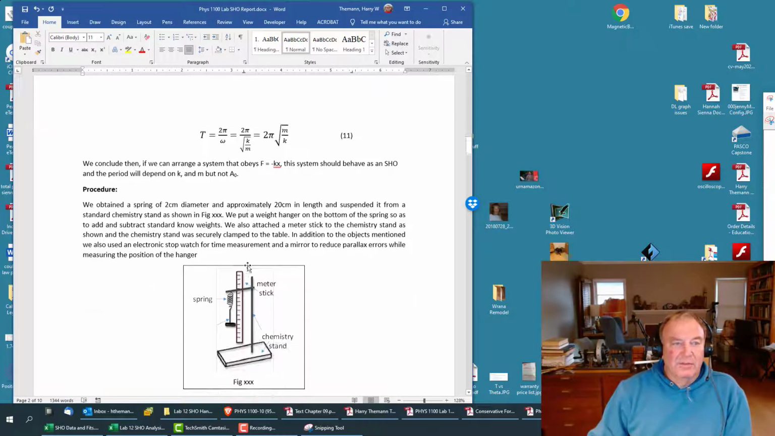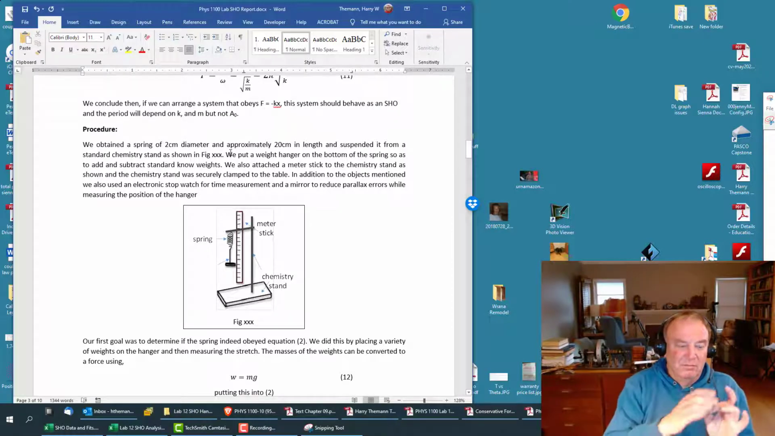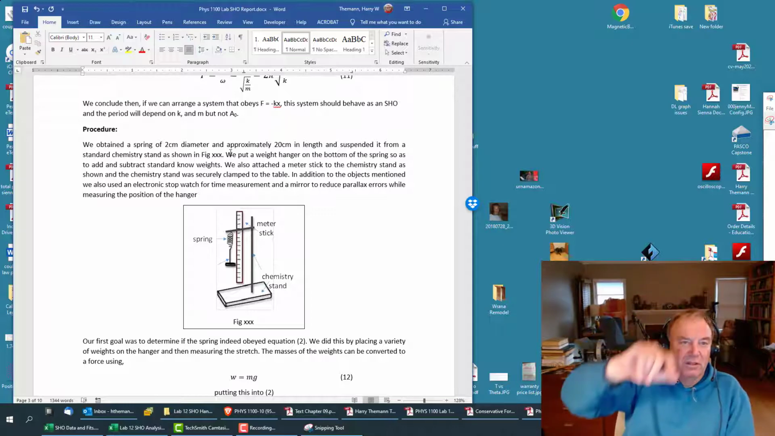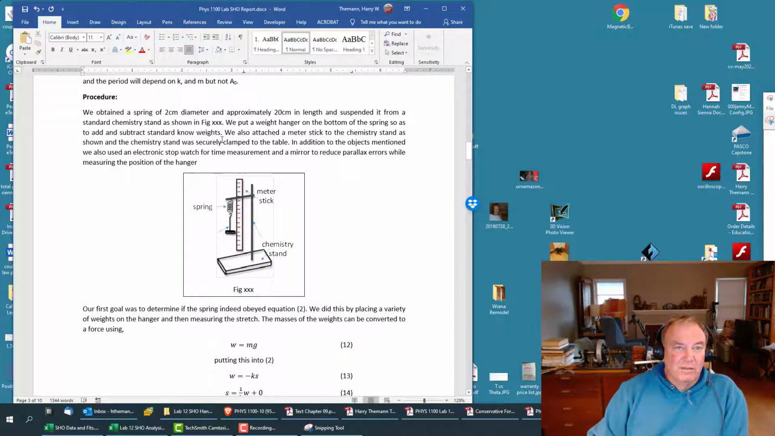Okay, so now procedure. So we got a spring. It's about, you know, it seemed like it was an inch or so in diameter. It was so long. I didn't take any pictures, and maybe pictures would be fine to put here. And we set it up on a chemistry stand, put a weight hanger, and we attached a meter stick. And then we had a stopwatch and a mirror to reduce parallax errors.